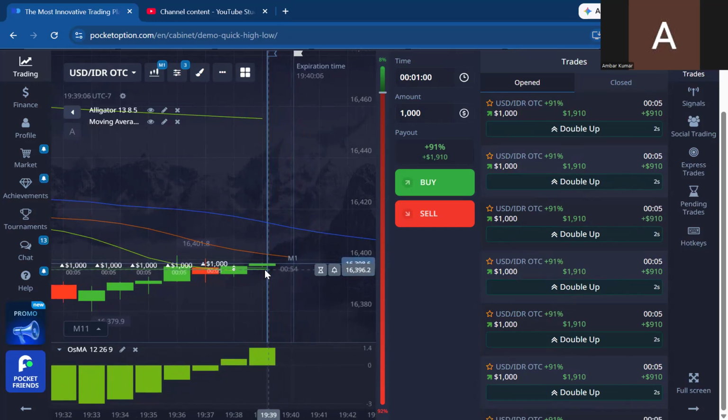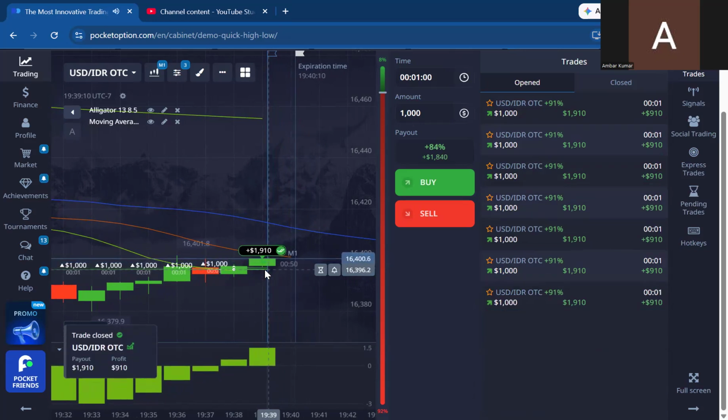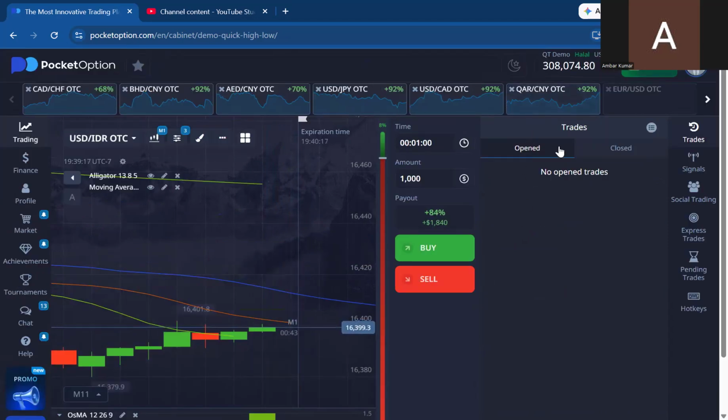6 seconds remaining. And we profited. There we go. Even $15,000 potentially in just 20 minutes.